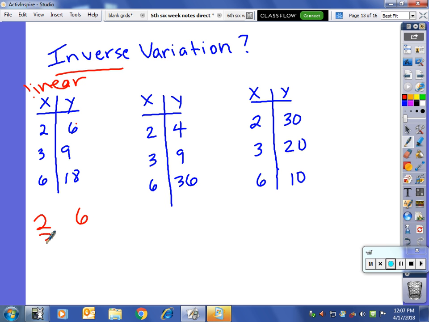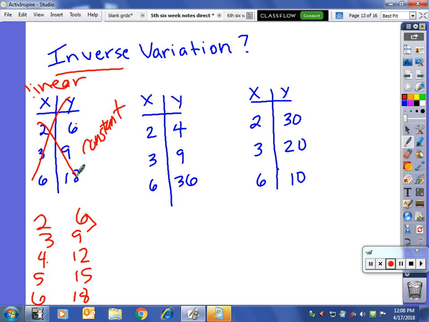2 was 6, 3 was 9. Do you see how I skipped 4 and 5? But it's going up by 3. So if I wrote in the 4, it would be 12, then 15, and the 6 would be 18. This is constant. That means it's linear. Inverse variation is not linear. So no, this isn't. The second one is y equals x squared. They're squaring the x value. Is that inverse variation?